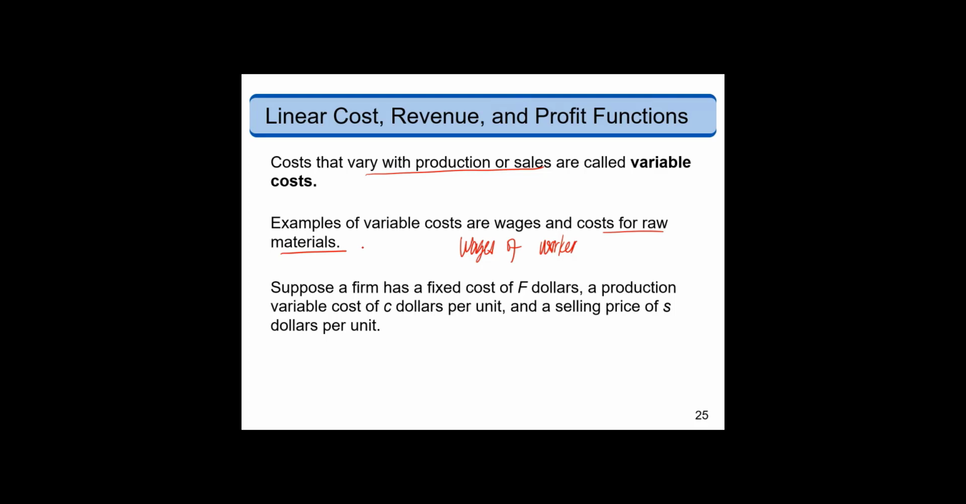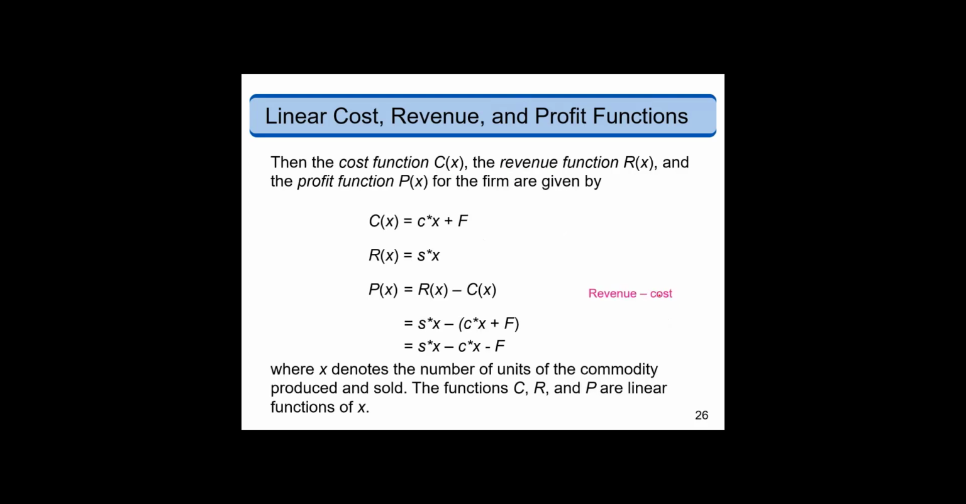Suppose a firm has fixed cost $F, production variable cost $C per unit, and a selling price of $S per unit. So basically this company has a fixed cost $F and a production variable cost $C per unit. So the cost function should be C, that's variable cost, times quantity produced X, assuming X represents quantity produced and sold.